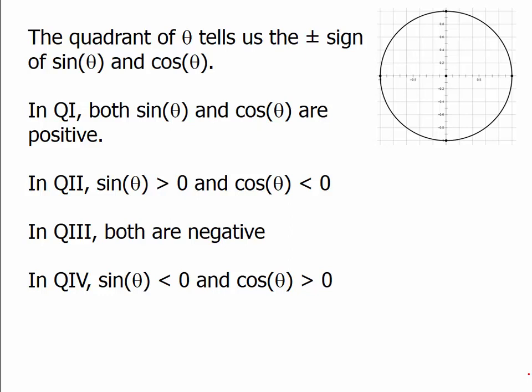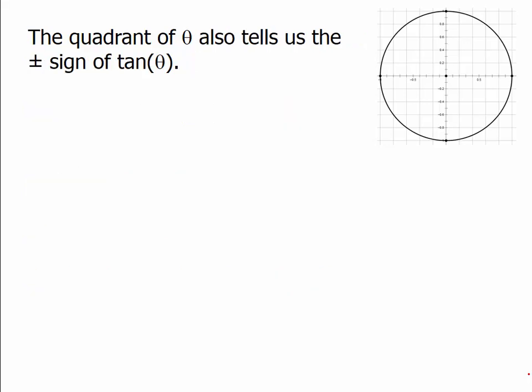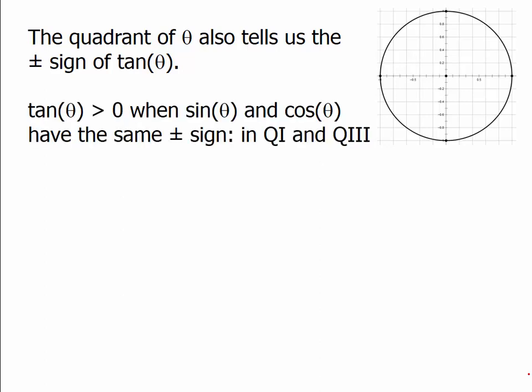That's really important. We can also look at tangent. So tangent is sine over cosine, so that is y over x. And so that's going to be positive wherever y and x have the same sign. Well, y and x are both positive in the first quadrant, and they're both negative in the third quadrant. So positive over positive is positive, but negative over negative is also positive. And so tangent is positive when sine and cosine have the same sign. Either they're both positive or both negative, and this happens in the first and the third quadrant.